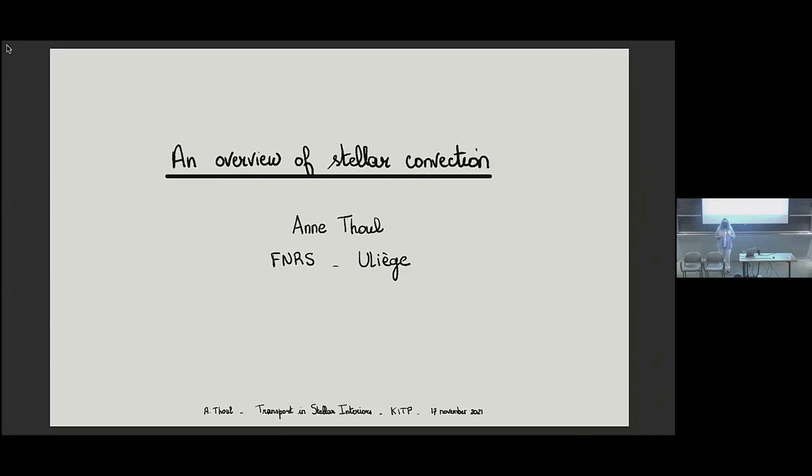So, I was here last week and I talked to a lot of the participants, and basically I've heard a lot of people telling me we want to know about convective boundaries in 1D stellar evolution codes, which is basically what I know best. So that's mostly what I'm going to be talking about. So this is more going to be that.